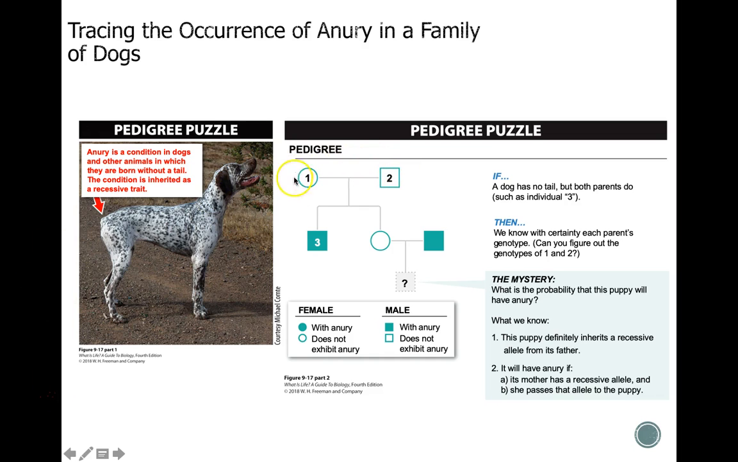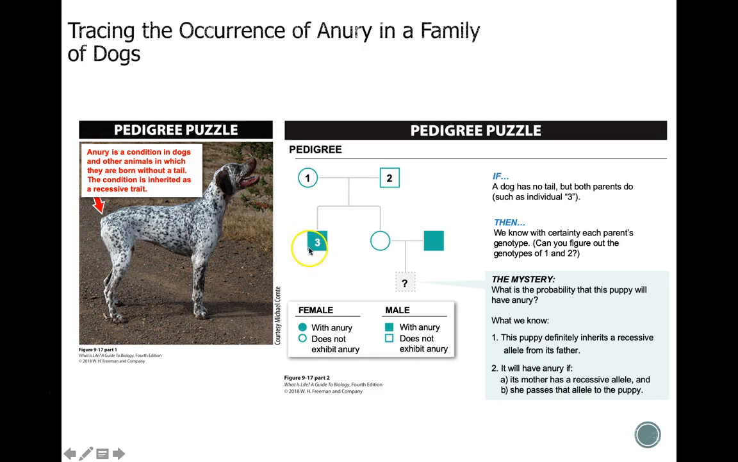So both of the parents are normal. We know that because they're not shaded. This individual here has the trait. So we start off knowing that this individual is homozygous recessive. We know that this individual doesn't have the trait, and we know that this individual does. So here we know that this individual is also homozygous recessive. So we can work backwards using that information to determine what these parents were.